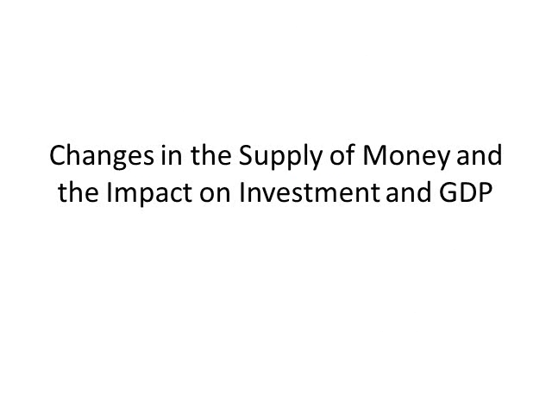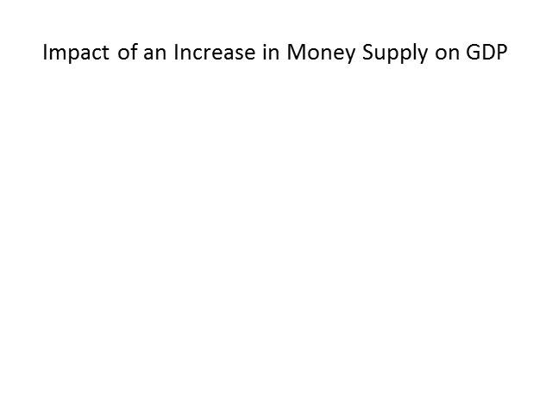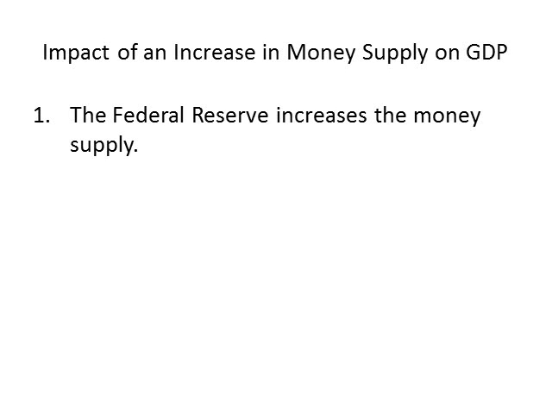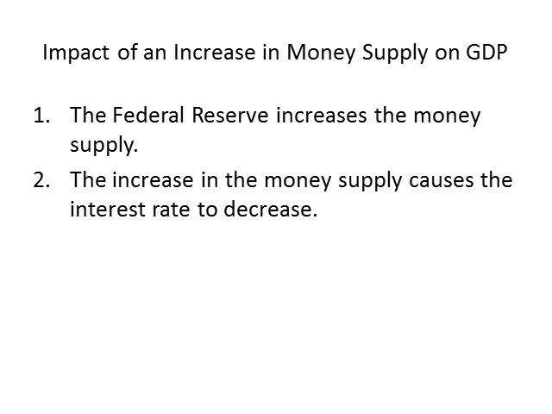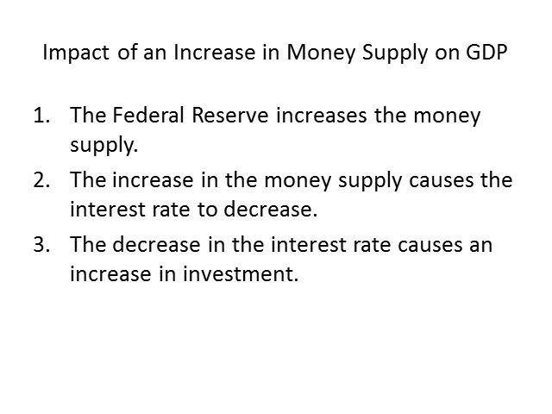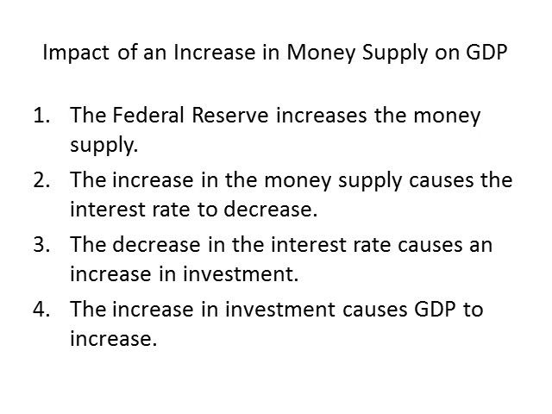Let's look at the impact of changes in the money supply on investment and GDP. What happens when the money supply is increased? The Federal Reserve increases the money supply. The increase in the money supply causes the interest rate to decrease. The decrease in the interest rate causes an increase in investment, and an increase in investment causes GDP to increase. Let's look at this in a graphical format.